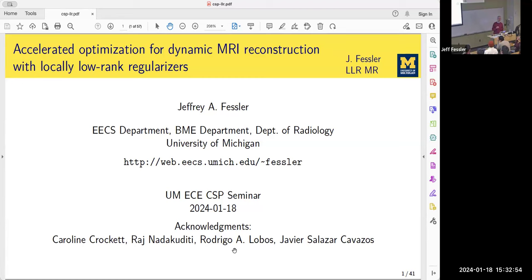Even though the word dynamic MRI appears in the very first line of the title, it's also relevant to other things like robust PCA and so on. So some of the optimization concepts may be useful beyond just dynamic MRI.